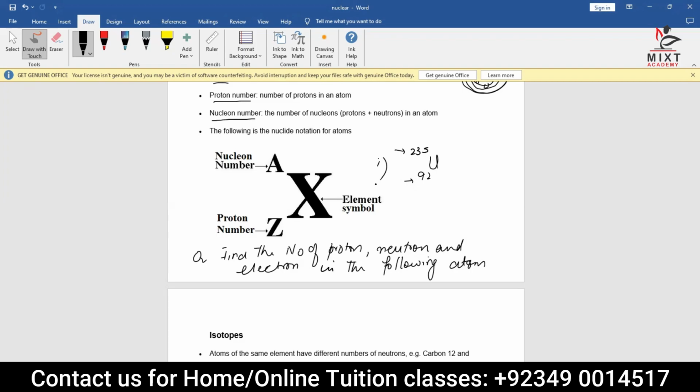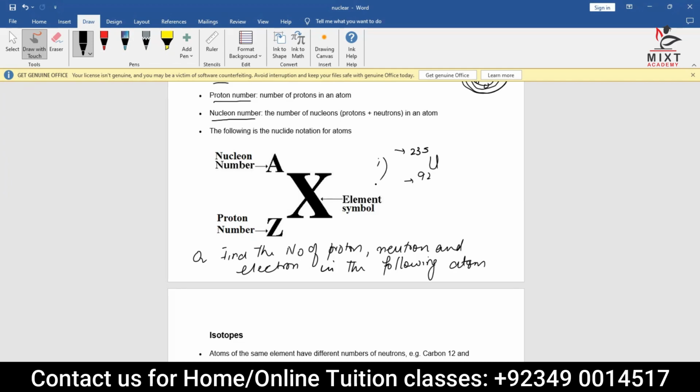First one. Uranium 92, 235. Can anybody tell me how many protons, electrons, and neutrons are there in this element? Or in this atomic number, in this atom, in this nucleus? How many protons, neutrons, and electrons are there?